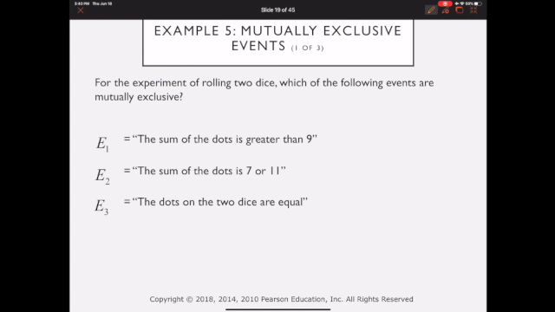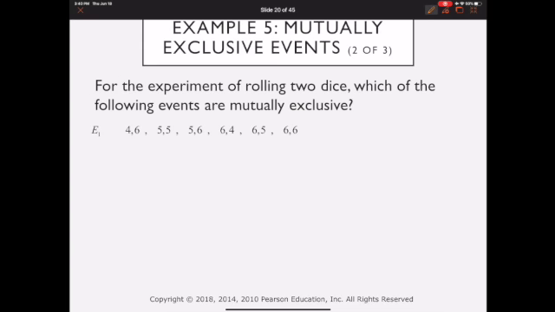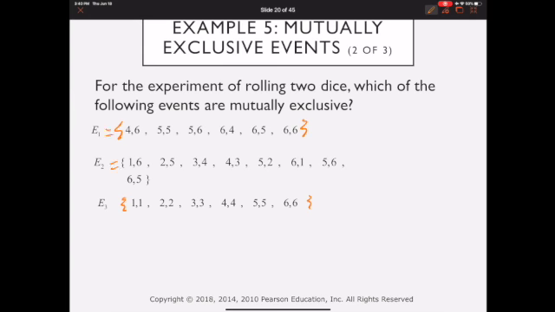So, for the experiment of rolling 2 dice, which of the following are mutually exclusive? The sum of the dots is greater than 9, the sum of the dots is 7 or 11, and the dots on the 2 dice are equal. These are the 3 groups we had. So let's take a look. There's E1, E2, and E3. There should be parentheses around all of this.